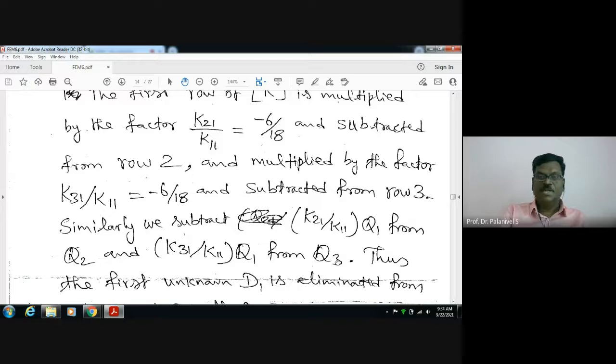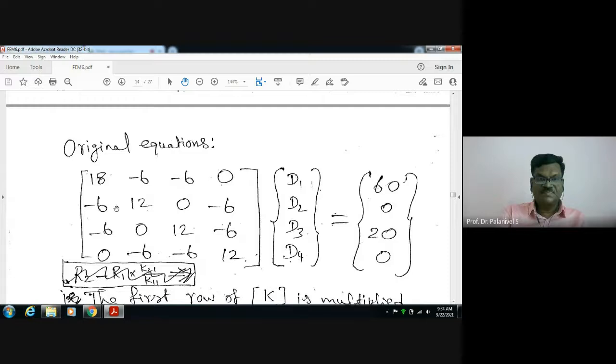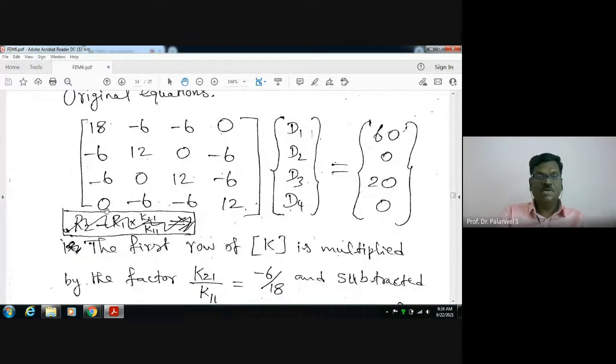Thus, the first unknown D1 is eliminated from the subsequent equations. This is the first elimination we are doing in the Gauss elimination method. We are eliminating the unknown D1 in the subsequent equations. Here there is no need to eliminate, since 0 is already there. D1 will not come in this equation.